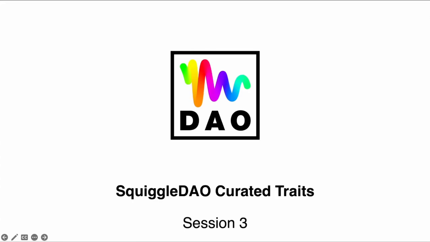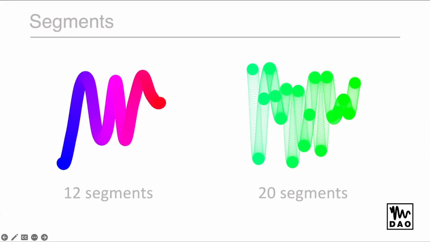Okay, let's start. So, welcome to session 3 of SquiggleDAO Curated Traits, and today we are talking about monochromes and rainbows. First, let's do a little recap of the main characteristics of a squiggle. We covered them on the first and second sessions, but just to make sure everyone is on the same page, because that's going to be useful to understand better this session.